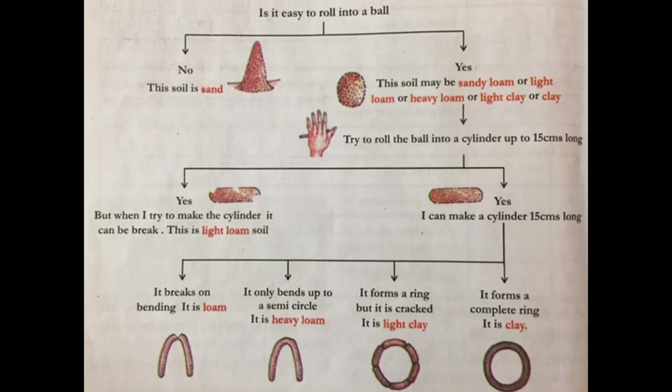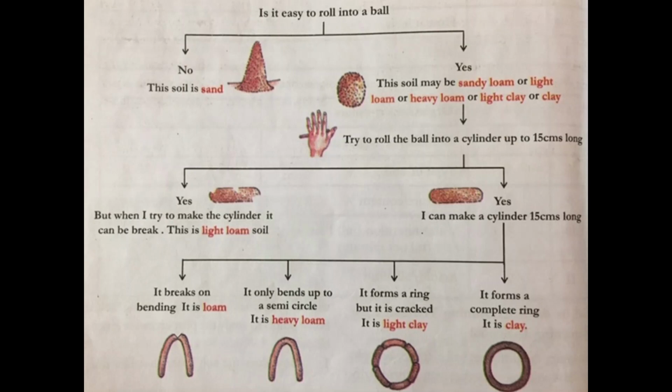If you are able to make the cylinder, but it cracks, then we say that it may be light loam. If you are able to make a good cylinder of the soil 15 centimeters long, then it may be loam or heavy loam or any other soil. For this you have to bend the cylinder. If it breaks on bending, then it is loam. If it bends up to a semicircle, it is heavy loam.